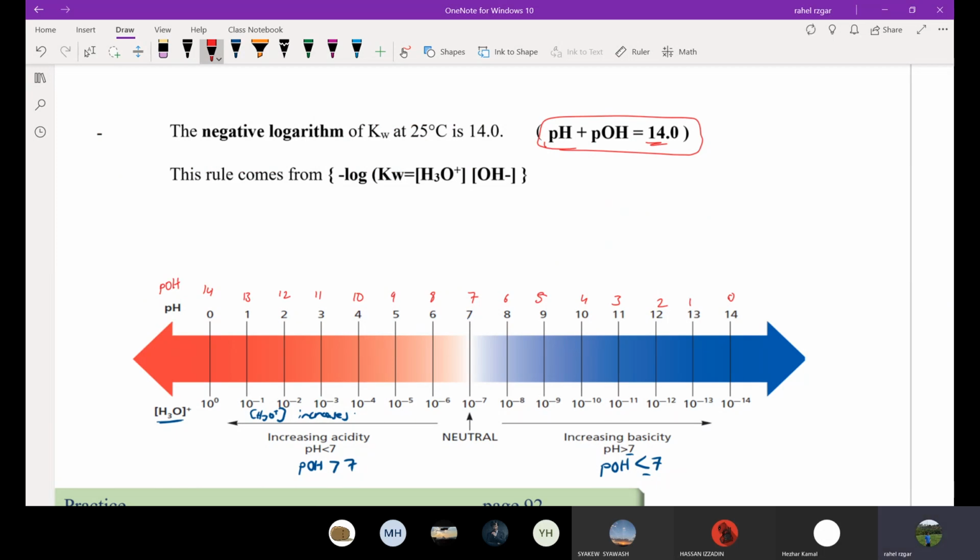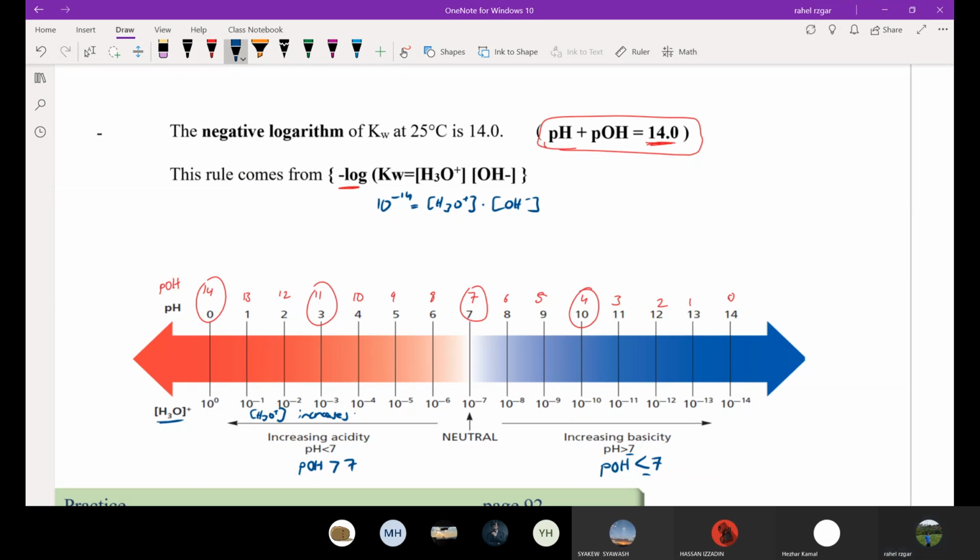pH and pOH always add up to 14: 11 plus 3 is 14, 7 plus 7 is 14, 10 plus 4 is 14. Always like this. Where did this 14 come from? From this rule. How did this rule work? What is Kw? 10 to the power of minus 14 is equal to concentration of H3O times concentration of OH.